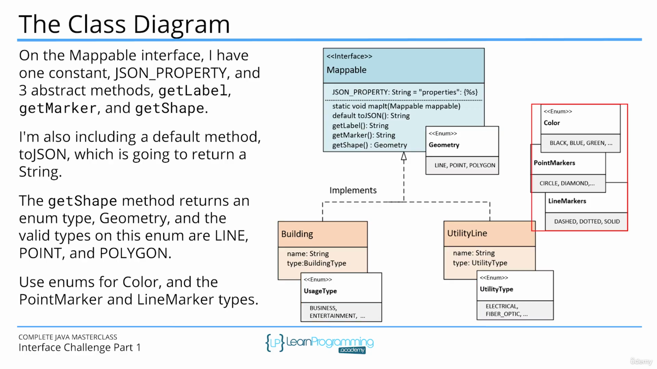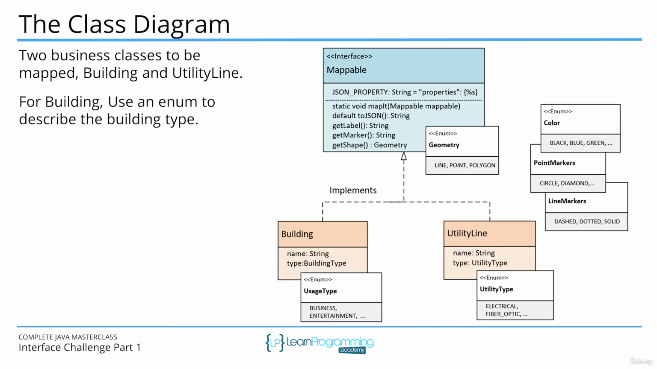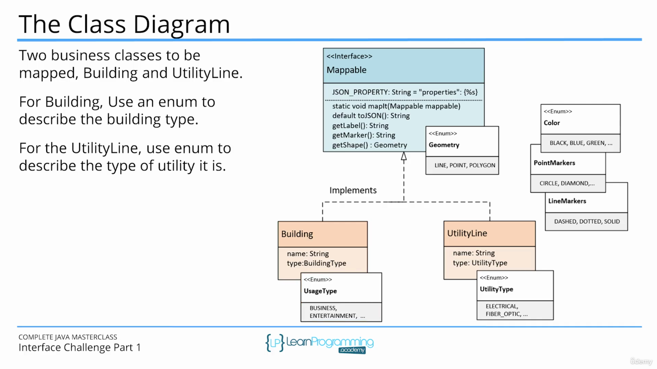I'm also going to use enums for colour, and the point marker and line marker types or icons. I'll explain these in a moment. I have two business classes to be mapped, building and utility line, with a couple of fields, name and type. For building, I'll use an enum to describe the building type, how the building's used, for example, if it's residential or business and so on. For the utility line, I'll use another enum to describe the type of utility it is, like electrical or water.